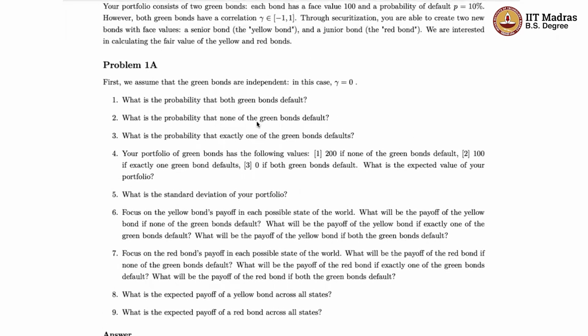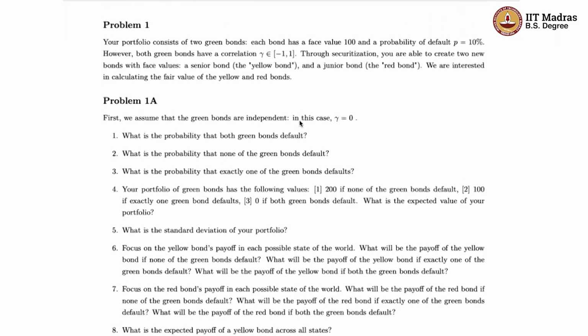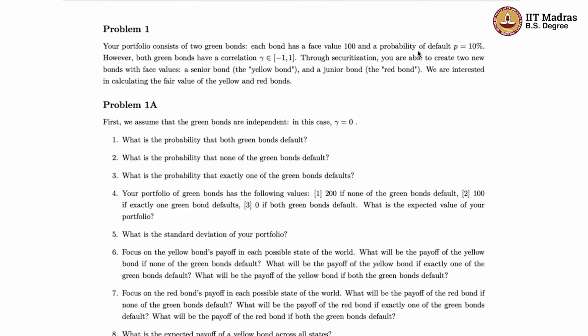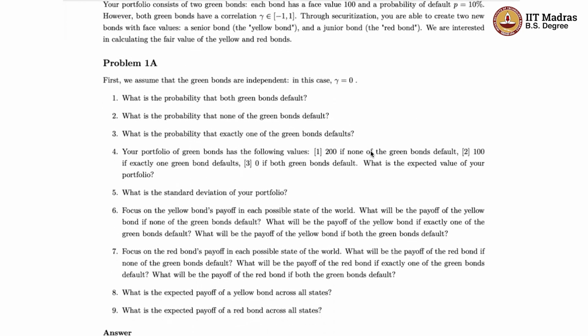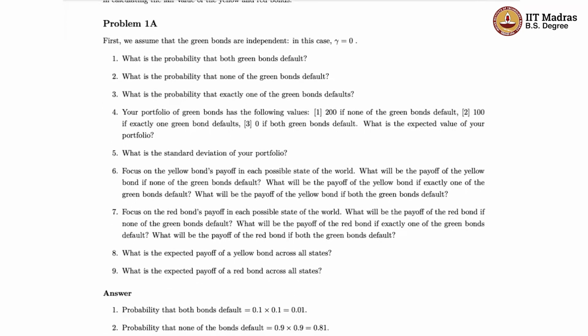Okay. What is the probability that none of the green bonds default? The probability that a particular bond is not going to default is 1 minus P, or 90%. Therefore, the probability that none of them default, again using the fact that these are uncorrelated, is 0.9 times 0.9, and therefore it's equal to 0.81.